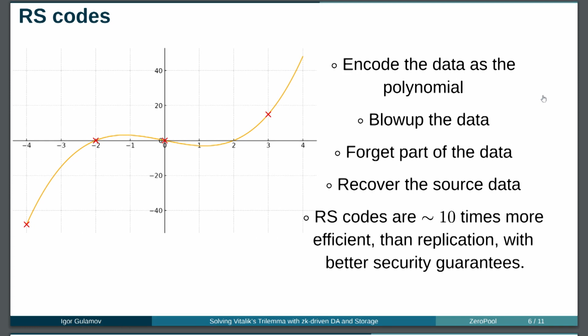Here is how Reed-Solomon codes are working. We can make blow up, and next we can split the data to the network. And then, if we can take back enough data, then we can reconstruct the source data.